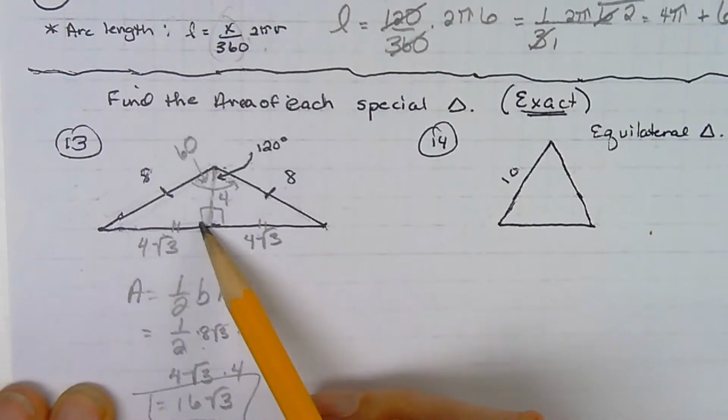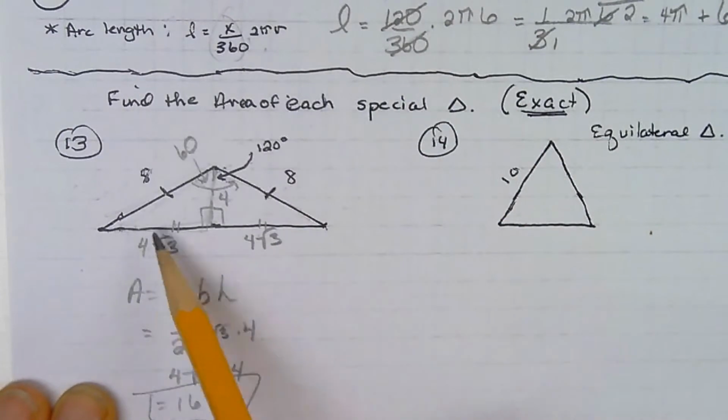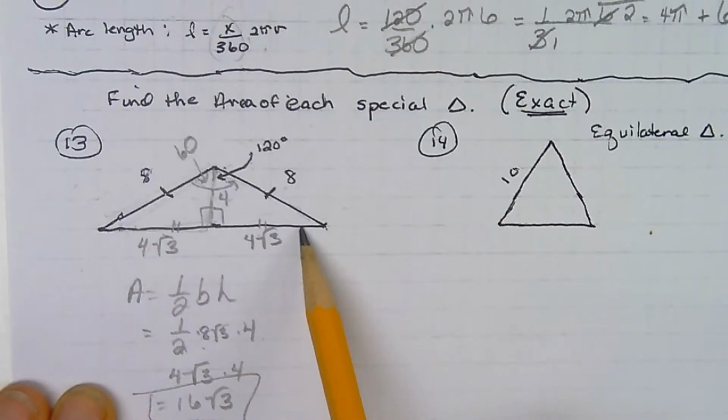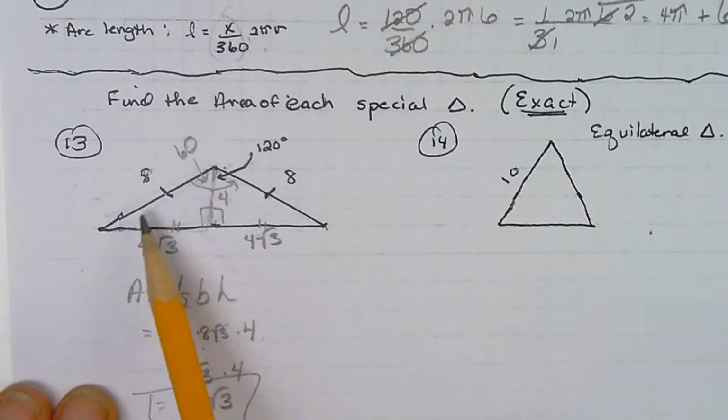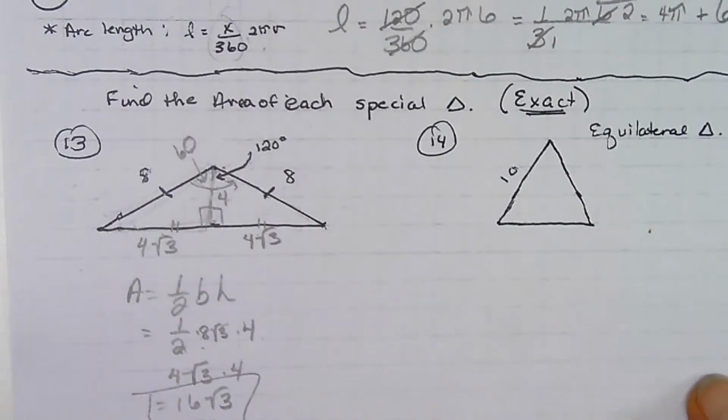If you try to use the Pythagorean, it doesn't work here because we weren't given the base, but we were given information to make it a 30, 60, 90. But other times you might use the Pythagorean for this. Now, number 14.